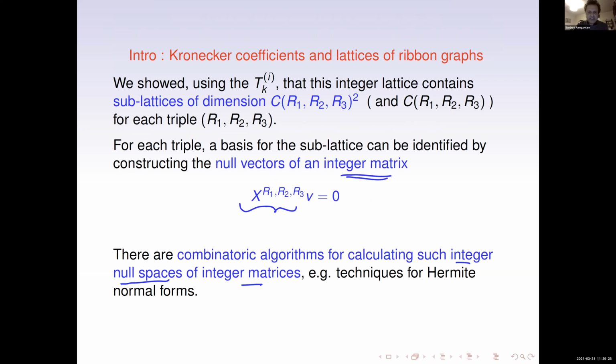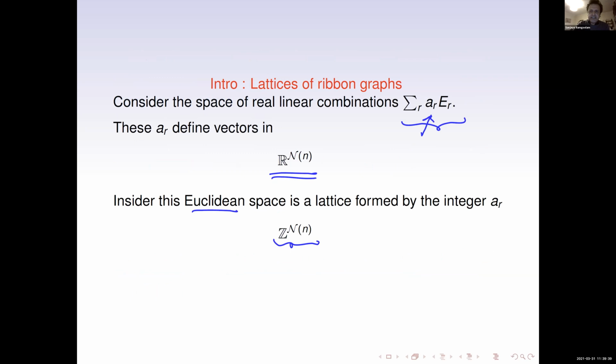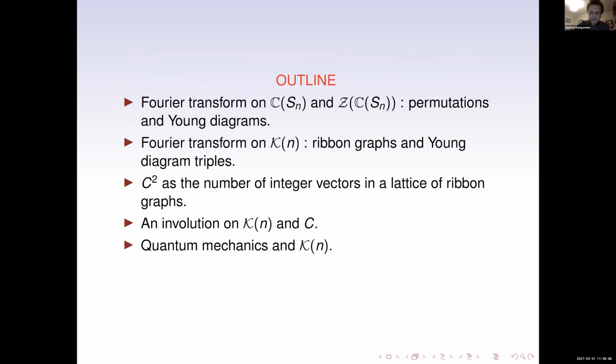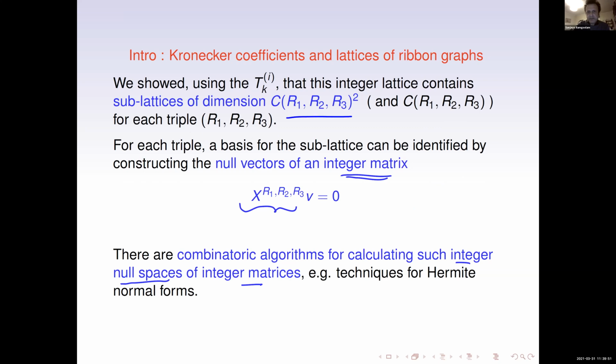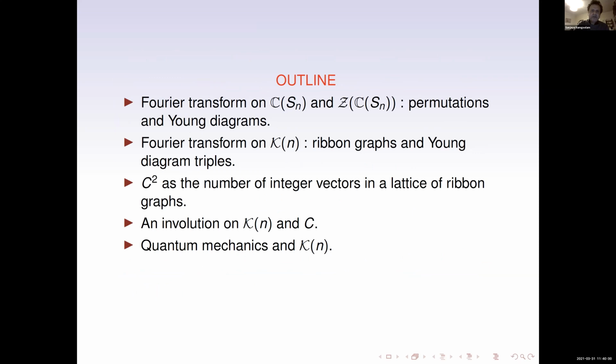And then we will use integer matrix algorithms to get these null vectors. If you're trying to solve this null vector equation for an integer matrix, there is a basis of solutions where the vectors themselves are integer vectors. So these will correspond to integer linear combinations of these ribbon graphs. So they will live in a sublattice of this lattice of ribbon graphs. And because this is the dimension, the number of them is going to be C squared. So that's the plan. And the next step is to show you how to construct these integer matrices.